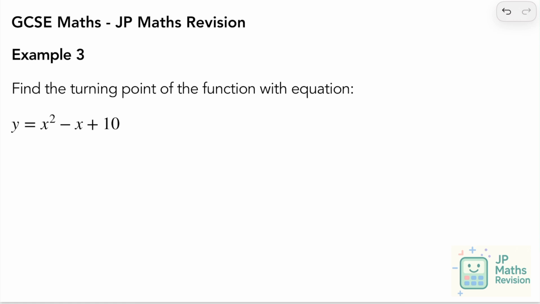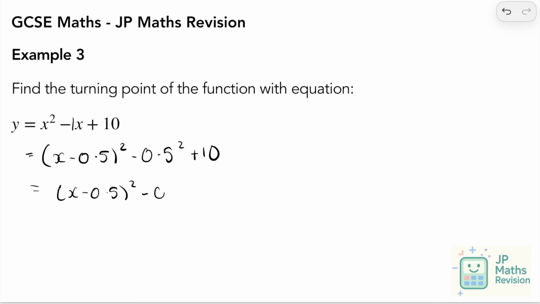So here we first start by completing the square. The coefficient of x is minus 1, so we have to divide that by 2. So it's going to be (x - 0.5)². Then we need to minus 0.5 squared and then add on 10 to complete the square. So it's going to be (x - 0.5)² - 0.25 + 10. So it's going to be (x - 0.5)² + 9.75.